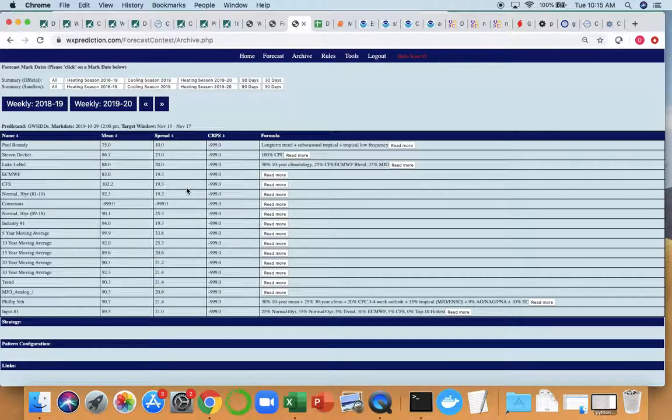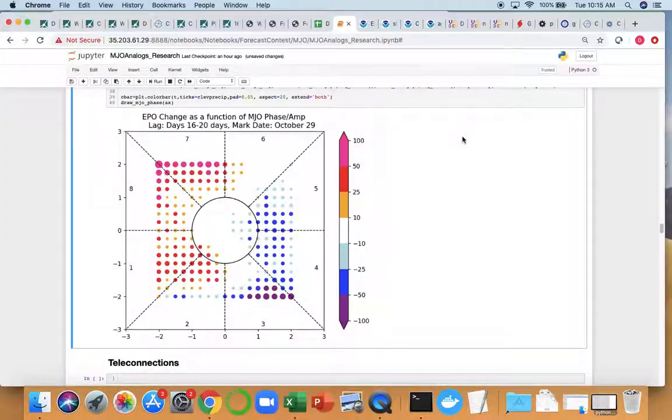Last point I want to bring up, just in terms of this forecast, is the other thing I did look at. I've mentioned we're working on some internal MJO tools. And so what you're looking at right now is the EPO change, which is effectively the region over Alaska. It's EPO change as a function of MJO phase and amplitude. The lag is the day 16 to 20, so it's the period we're looking at. And it's looking at a seasonal window near where we're at today, so October 29th.